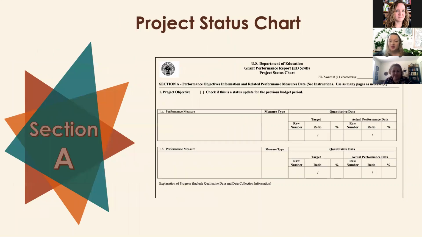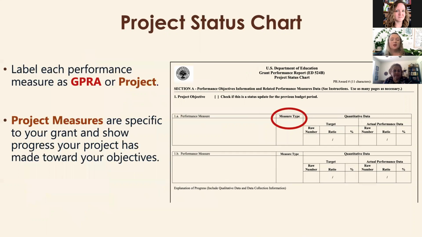All right, next up is your section A, which is going to be the bulk of the information that you'll provide. And this should be a very familiar format to you as far as how you're going to be reporting that. It's going to be exactly the same. But again, we're going to be looking at your full performance period. So what does that mean? You're going to be reporting on both your GPRA and your project measures. Remember, the GPRA are the ones that are specific to your grant program, and your project measures are specific to your individual grant. So you'll be including both of those in your section A, just as you have on your annual performance reports.